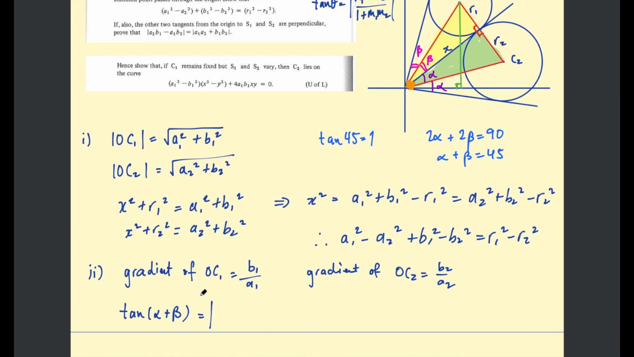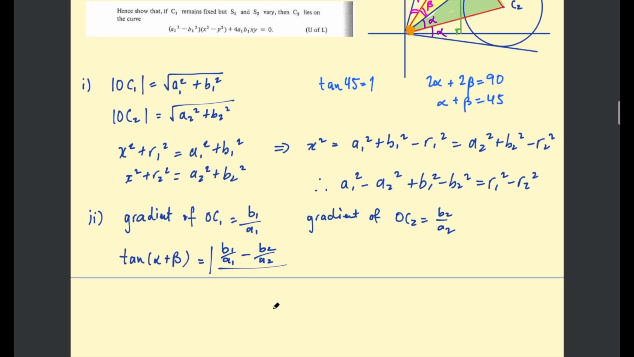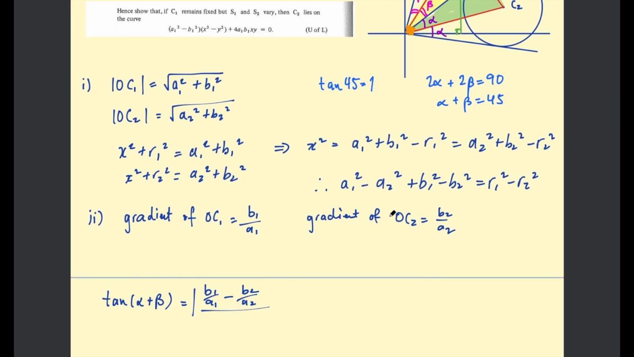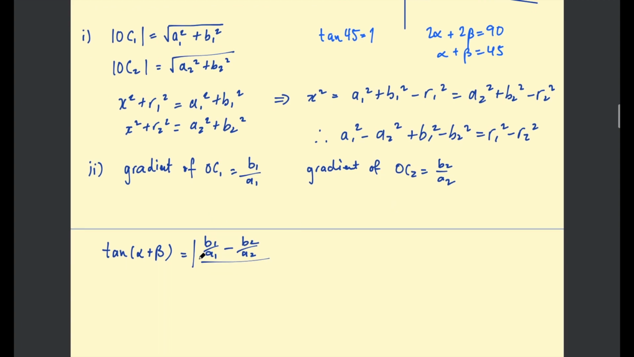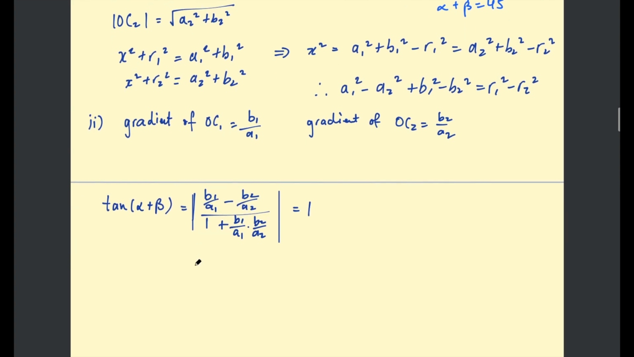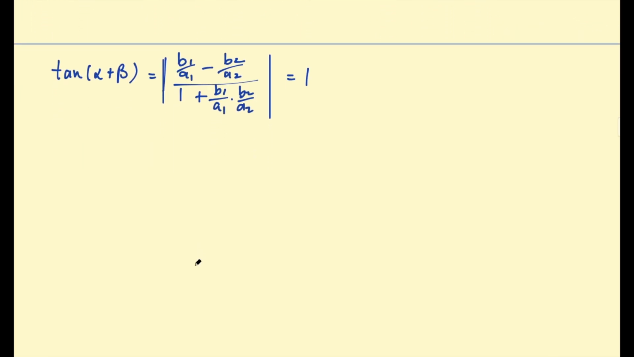So anyways, we have M1, that was B1 over A1, take M2, B2 over A2, all over 1 plus M1 M2. So B1 over A1 times B2 over A2. Okay, and this equals 1 because alpha plus beta is 45. Okay, then we just rearrange.